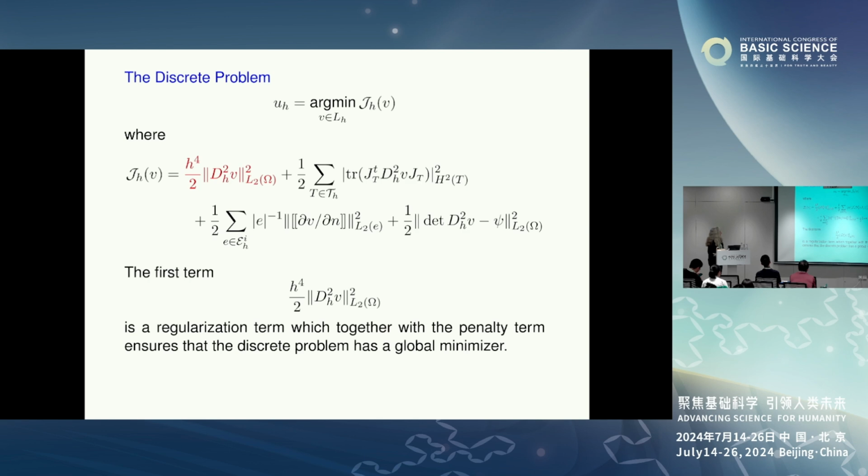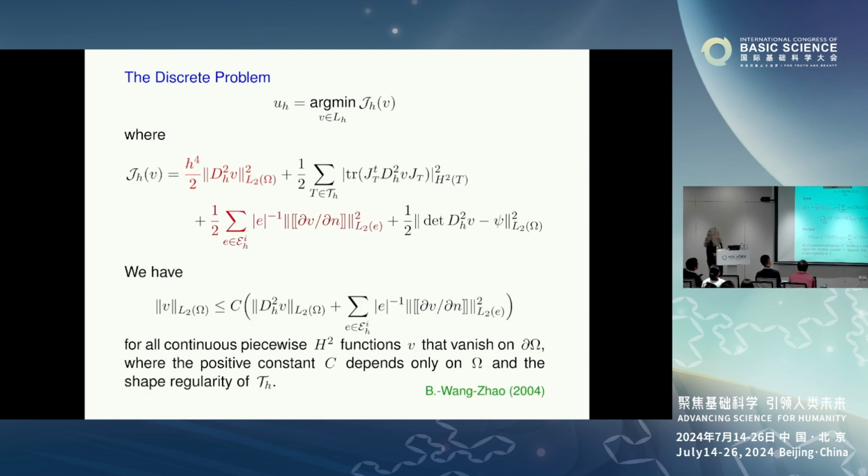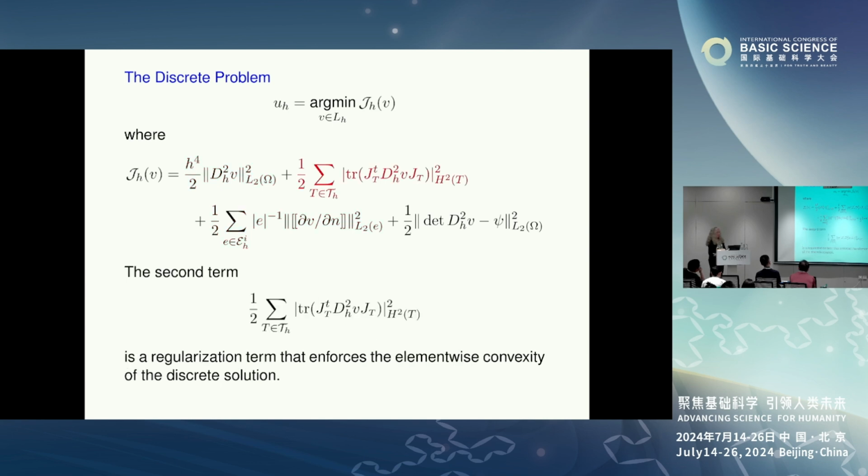The first term is a regularization term, which together with the penalty term ensures that the discrete problem has a global minimizer. Because we have a Poincare-Friedrichs inequality that implies that as the L2 norm of the finite element function goes to infinity, the cost function also goes to infinity. The second term, involving the scaled Laplacian, is a regularization term that enforces the element-wise convexity of the discrete solution.